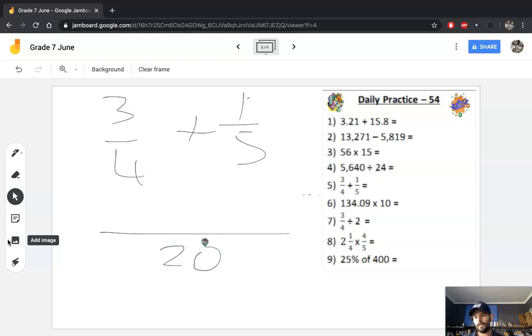4 goes into 20 five times, so 5 times 3 is 15. 5 goes into 20 four times, so 4 times 1 is 4. And then I just add those two numbers together, and I get 19, and I keep the same denominator, which is 20.